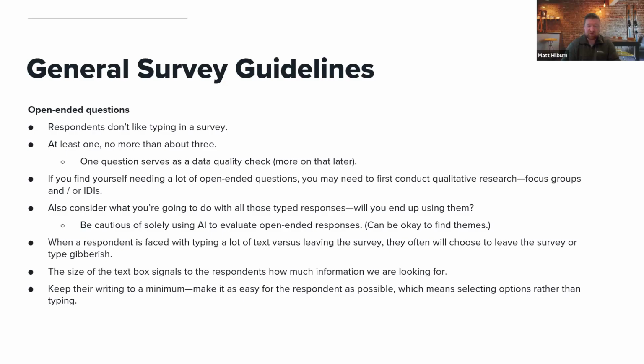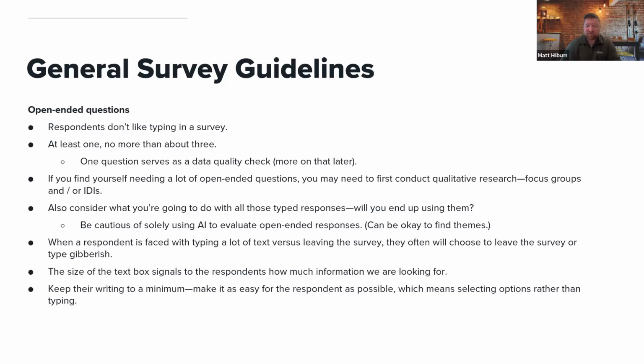I do encourage that you put at least one open-ended question in the survey because it's a great data quality check. If there's gibberish in an open-ended response, that can be a red flag for data quality. If it's a really great answer and well articulated, then you know that it's good quality. So definitely include at least one. But I try to think in terms of 3 or so as being the max. I have gone over that, but try to keep it short if possible.